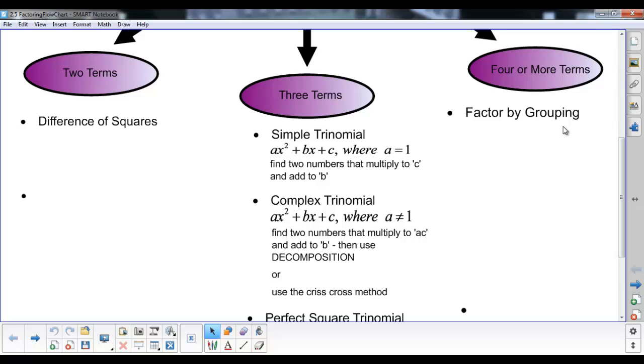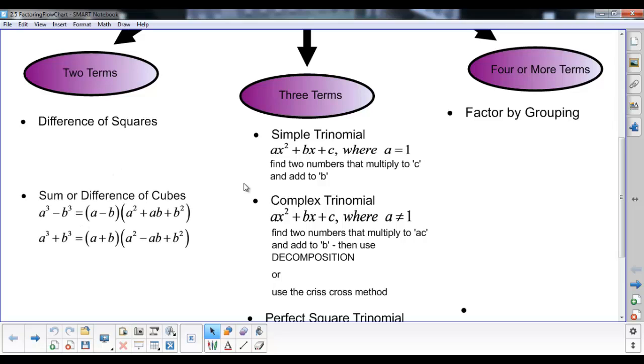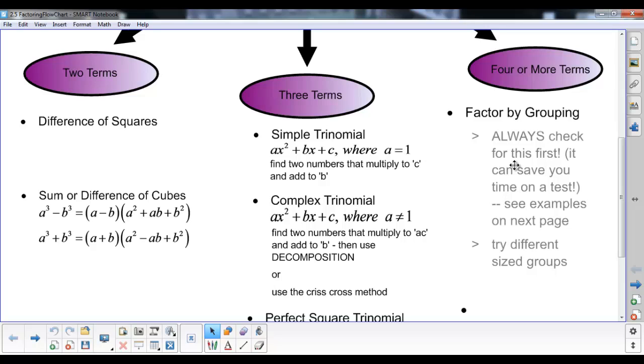But recently, we've done a little bit more complex factoring, so we're going to add to this chart. Now, when there are two terms, yes, you can do difference of squares, but you can also consider the sum or difference of cubes. When you have a polynomial of four or more terms, you might want to consider factor by grouping. This is something that I want you to check first. Sometimes it will save you a lot of time on a test. We're going to do some examples of this on the next page.